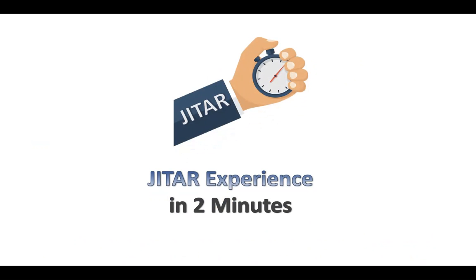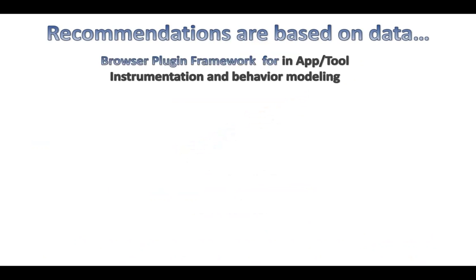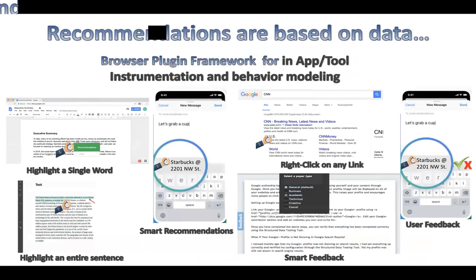In the next 2 minutes, we're going to express to you the value proposition of JITAR and provide a proof of concept demonstration. JITAR's recommendations are based upon data captured through instrumentation of the browser and behavior models we create from implicit user interactions. Some triggers that will initiate recommendations include highlighting a single word, highlighting an entire sentence, smart recommendations when typing, right-clicking on a link, as well as explicit smart feedback and explicit user feedback.